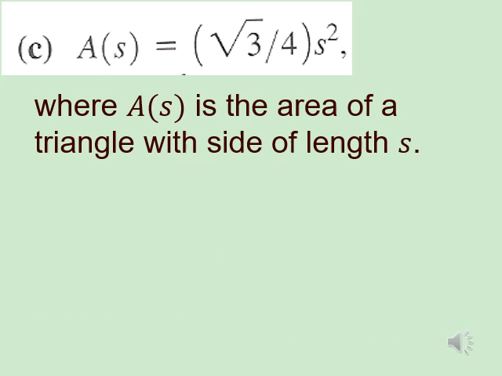The third example looks more complicated, but really, if anything, it's almost easier. It says A of s equals the square root of 3 over 4 s squared. And it also goes on to say where A of s is the area of a triangle with a side of length s. Now, the first thing we would do is check the algebra part of this. And while there is a square root here, there's no variable under the square root, so that's not going to affect anything in our answer.